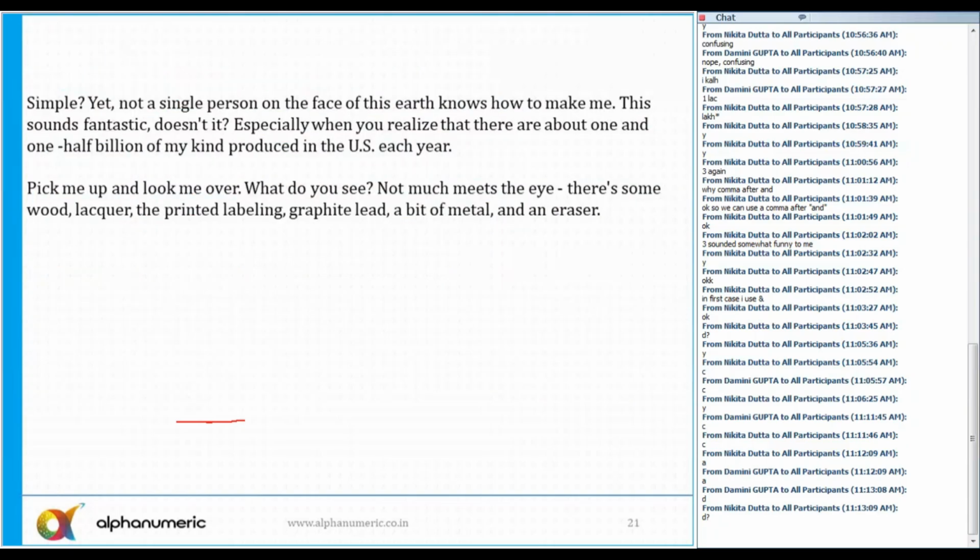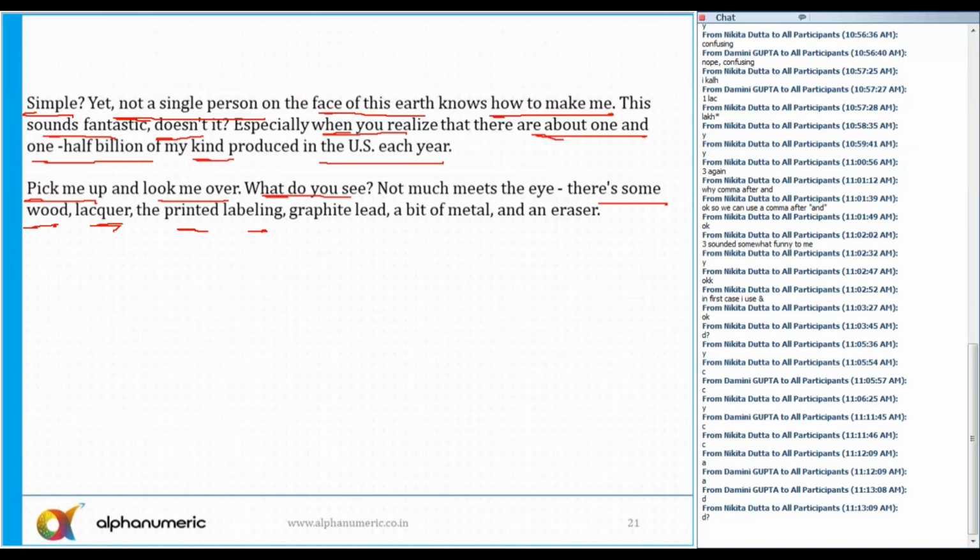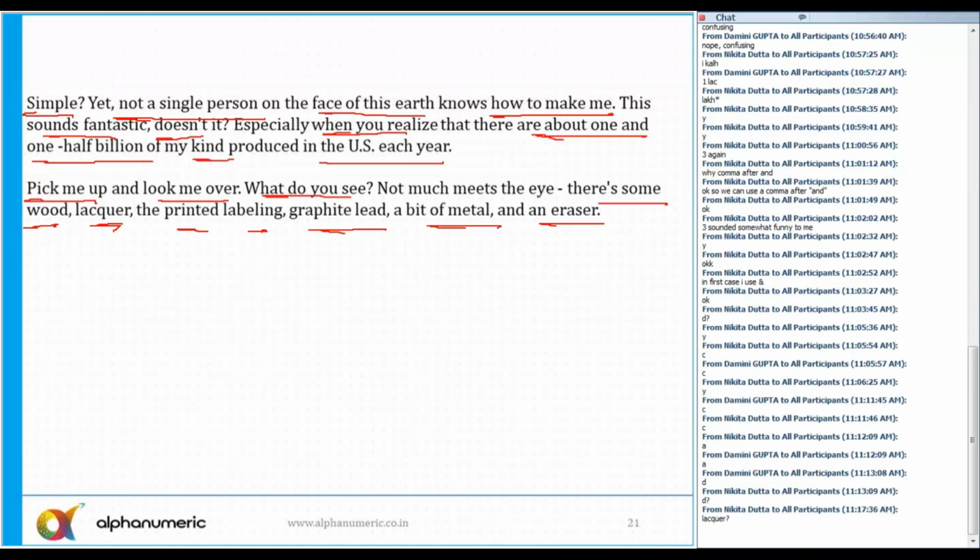Then he goes on and tells you, I am simple. Yes, I'm simple, yet not a single person on the face of this earth knows how to make me. This sounds fantastic, isn't it? Especially when you realize that there are about 1.5 billion of my kind produced in the US each year. So, what are my physical features? Pick me up and look over me. What will you see? You will see there is some wood, some lacquer, a printed labeling, a graphite lead, a bit of metal, and an eraser. So, what is this? This is a pencil.